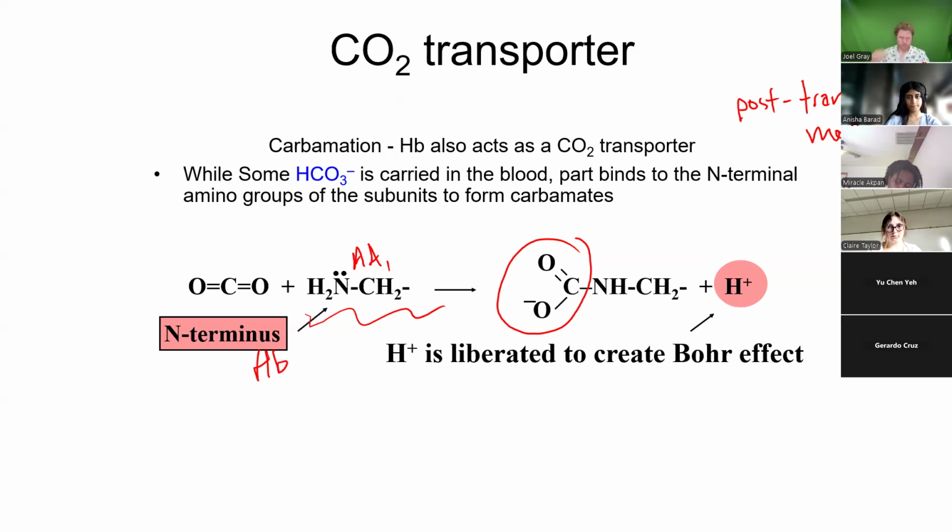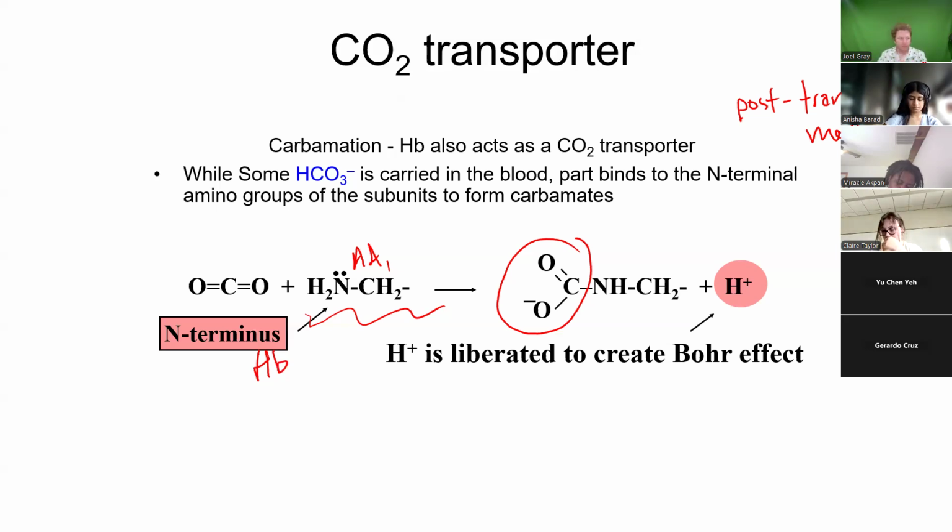So carbamation, that's what this is called. A carbamation event causes a proton to be released. That proton being released causes our pH to go down, which causes our form of hemoglobin that is favored to be our T state.